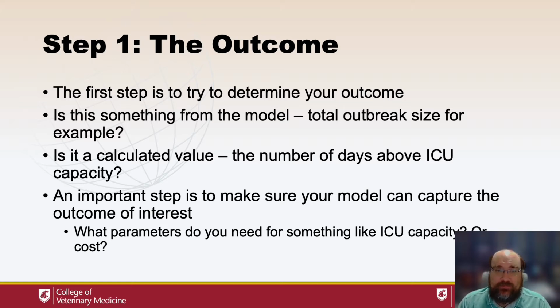An important step is to make sure that your model can capture the outcome of interest. That seems obvious, but it's important, especially if you're trying to take a pre-existing model and move it into a decision support framework. What parameters do you need for something like ICU capacity? If you're talking about cost, which we'll talk about a lot later, where do you get the parameters for cost?